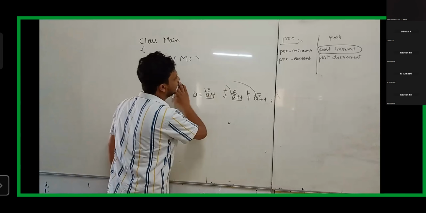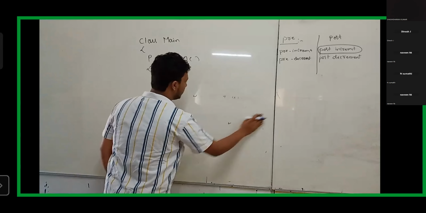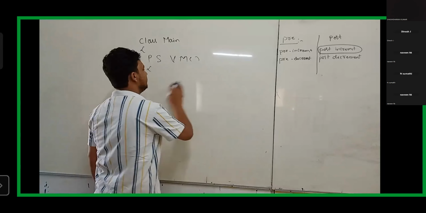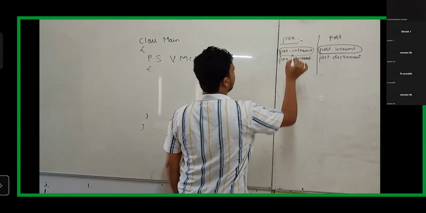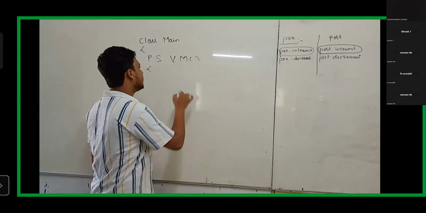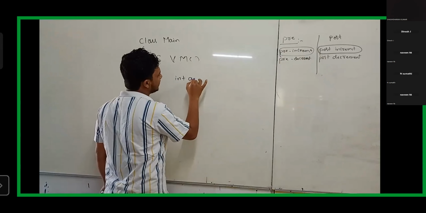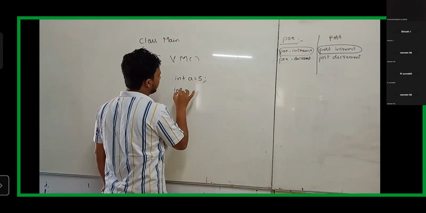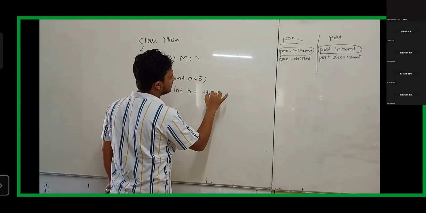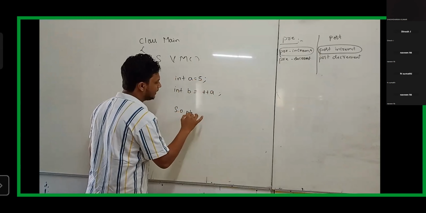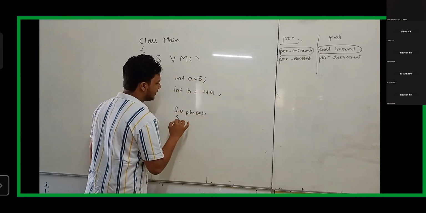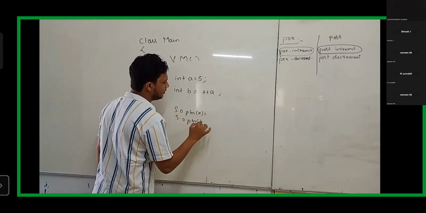Now let's see another type of operation, something called pre-increment. Let me write again: int A is equal to 5, int B is equal to ++A. This is the one operation. I'll write System.out.println(A) and System.out.println(B).